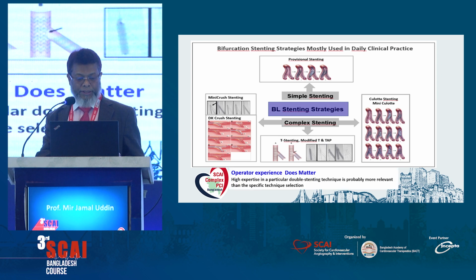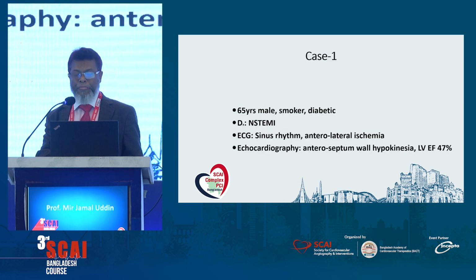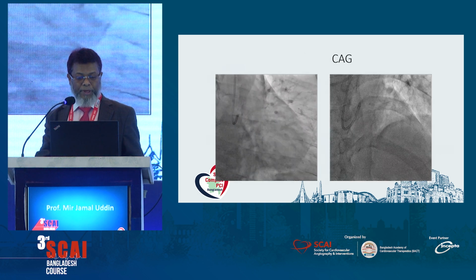This has been shown by the data. If it remains simple, then provisional stenting. If I go to the complex, then either I shall have to go for DK crush or any form of crush, or T or TAP stenting. And let us see how we have managed these branch lesions.